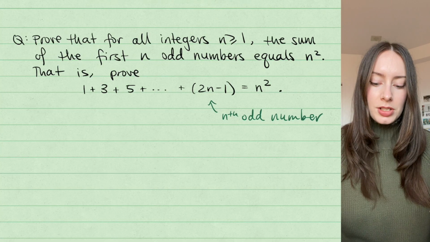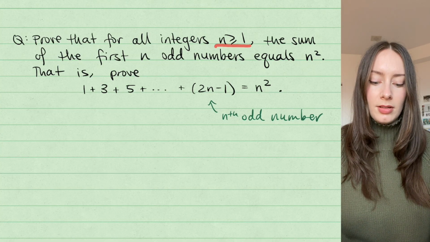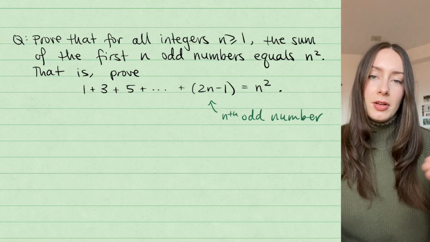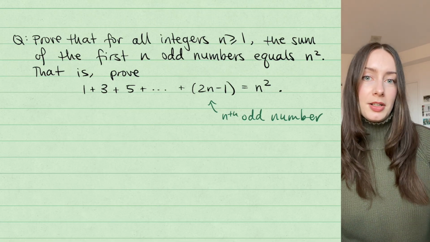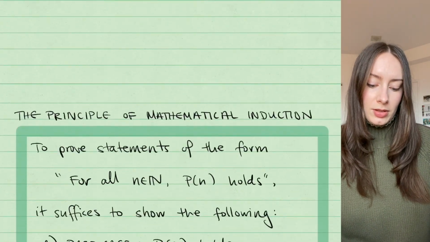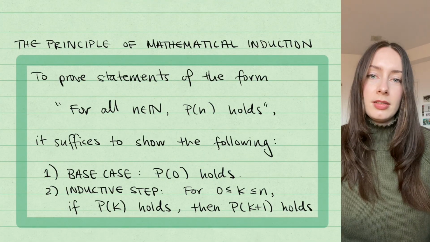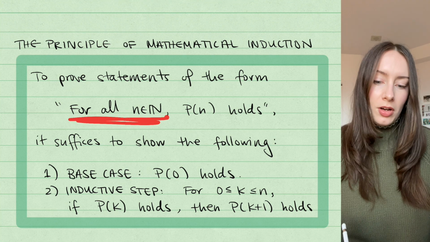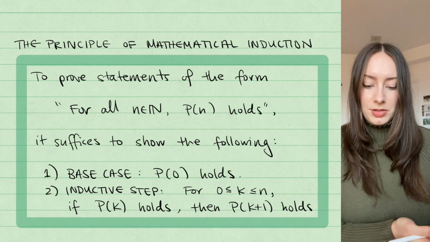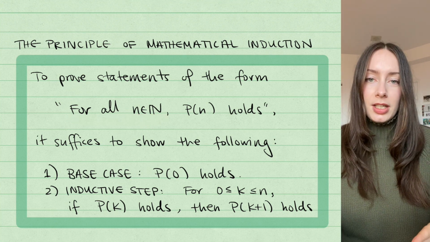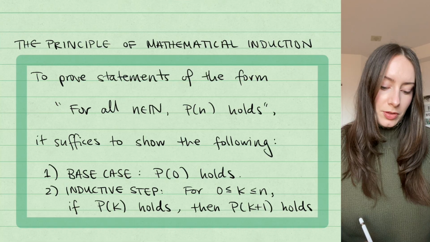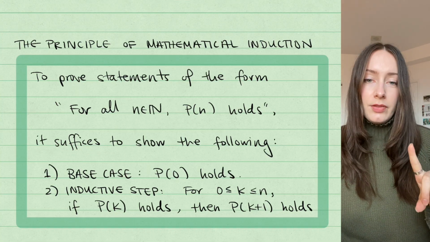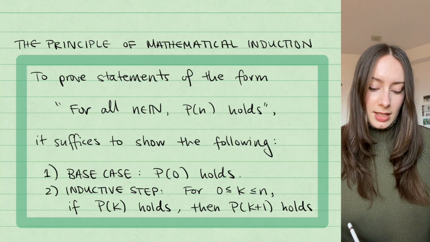So because our question was a statement about all positive integers n or all natural numbers n above some number, we're going to be using induction to prove it. The principle of mathematical induction is for when we want to prove statements that say for all natural numbers something is true. It tells us that it suffices to do the following two things. So the first thing we need to do is show that the base case holds.